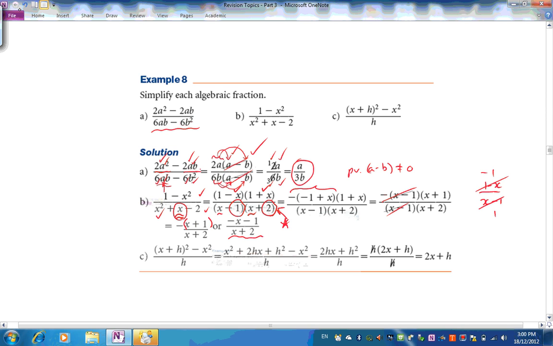So this is getting a little bit heavier now. Let's have a look at the last one. This looks very much like what we'll see in calculus. This will be in the second year of the course generally. And we have x plus h squared, take x squared over h. So let's expand that first term. It's a perfect square. First term squared, twice the product, plus the second term squared, minus x squared.